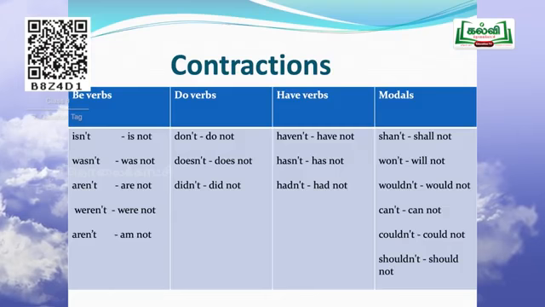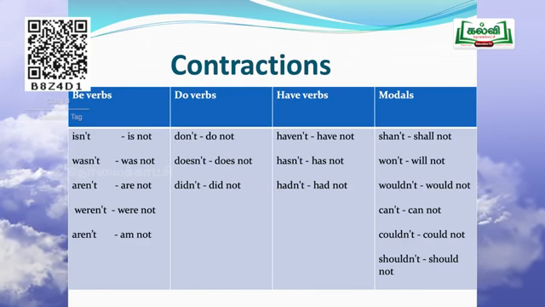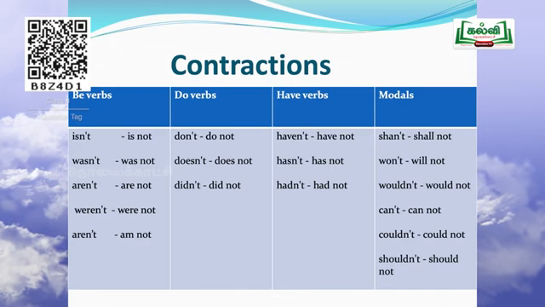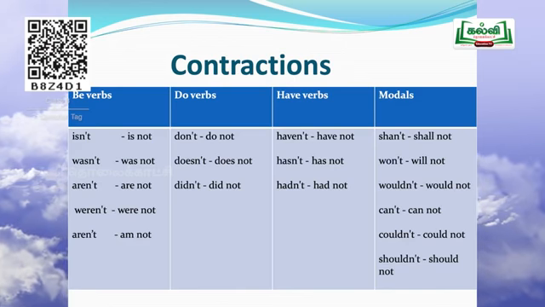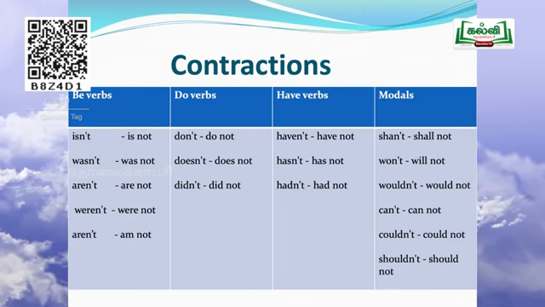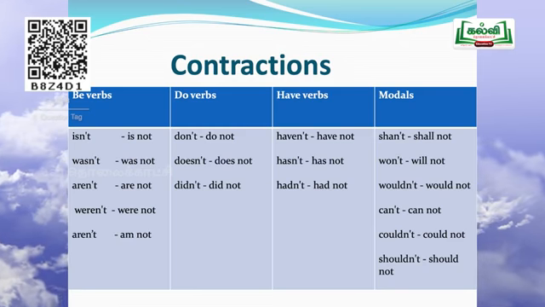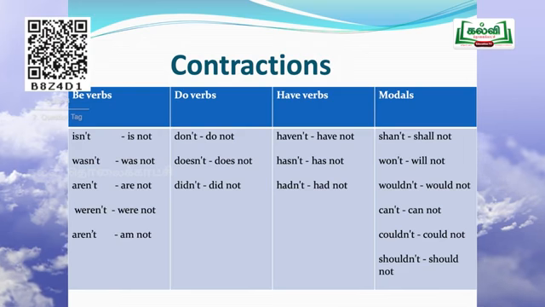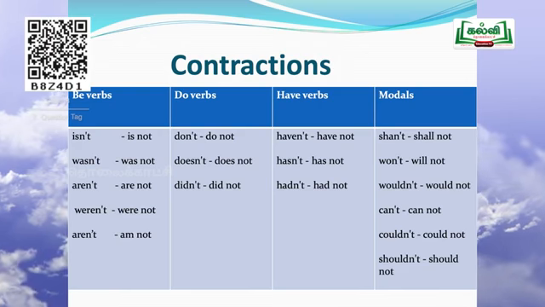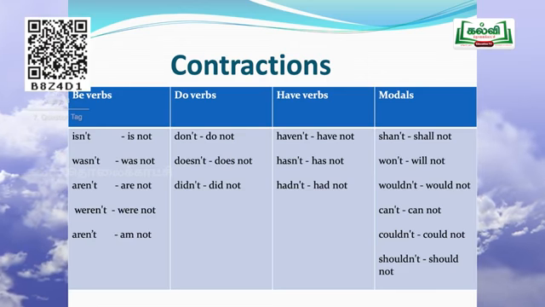Now, let's see the constructions of these auxiliaries, because we are going to add not. If we add not to the auxiliaries, how does it change? So, let's see. Is plus not, isn't. Was plus not, wasn't. Are plus not, aren't. Were plus not, weren't. Am plus not, aren't or ain't. Actually, ain't is the old usage. Now mostly we use aren't. Note it down: am plus not, it is aren't.